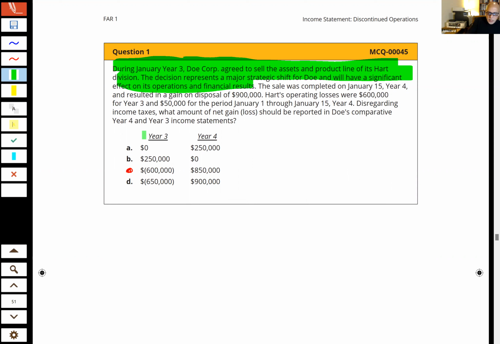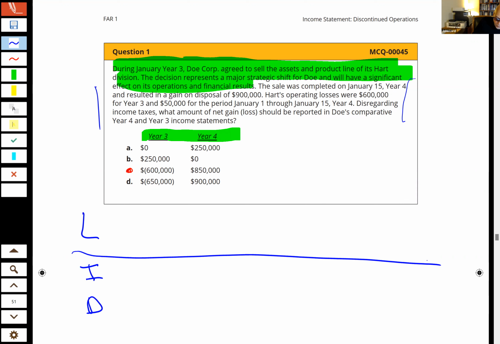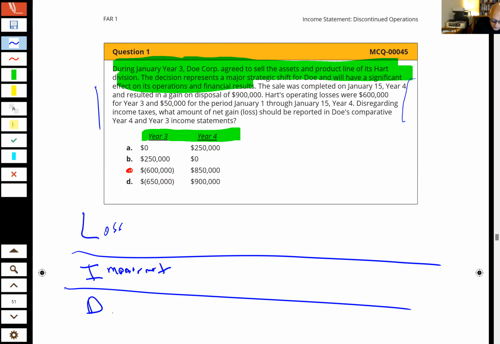Now, when I look and they start asking me amounts for year 3 and year 4 that would be associated with the rest of this information that talks about this division or whatever that they're getting rid of, I know I have a discontinued operations section question. So I set that up because I know that the elements that will constitute that are going to be loss from the operation, impairment, and the disposal. I know those are the elements I need to consider.